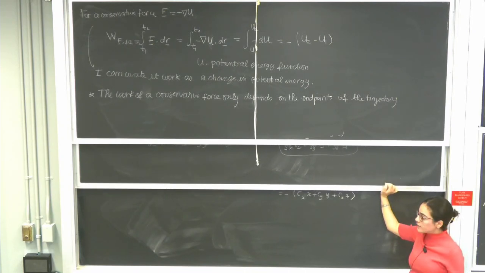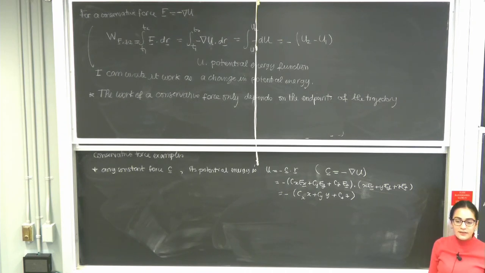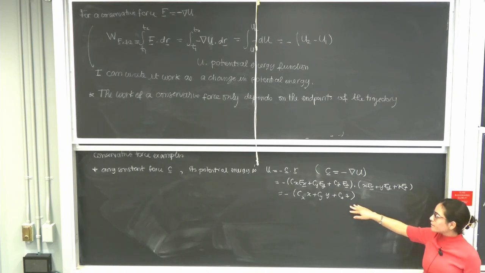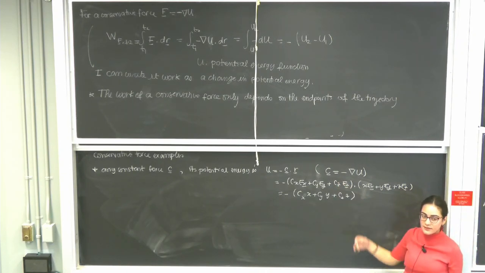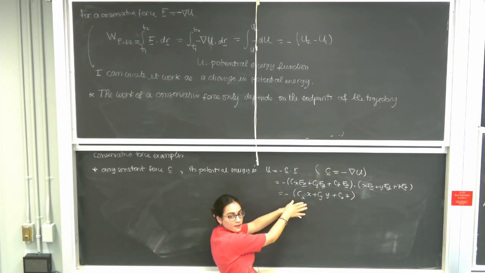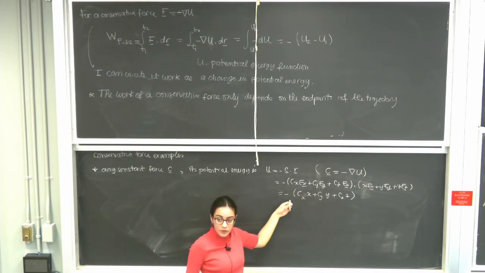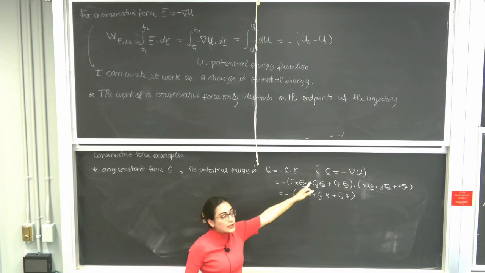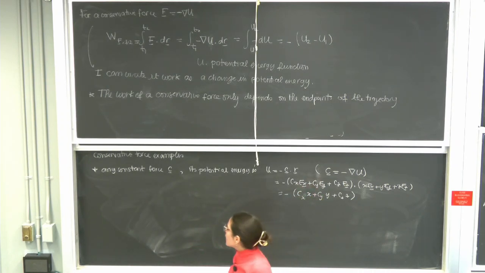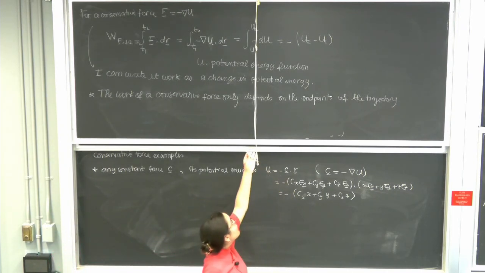Cx, Cy, Cz are constant because C is a constant. So what's the gradient of this? The gradient is the derivative with respect to x times Ex. What's the derivative of this with respect to x? Cx, right? Cx times Ex plus Cy times Ey, the derivative with respect to y, plus Cz times Ez. So minus the gradient of U is actually equal to C. This is correct. So for any constant force C, the potential energy is equal to this, and you can find the work from U2 minus U1.